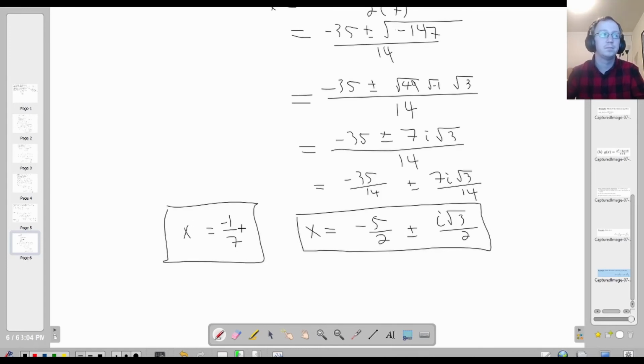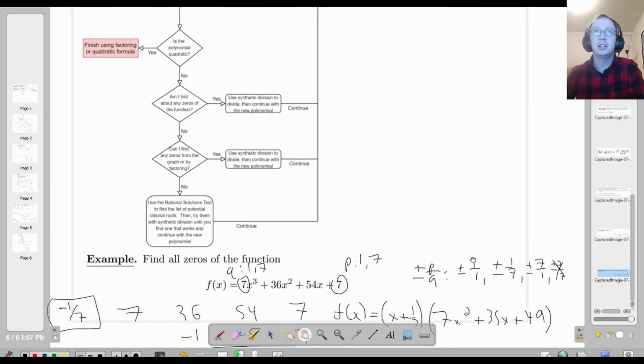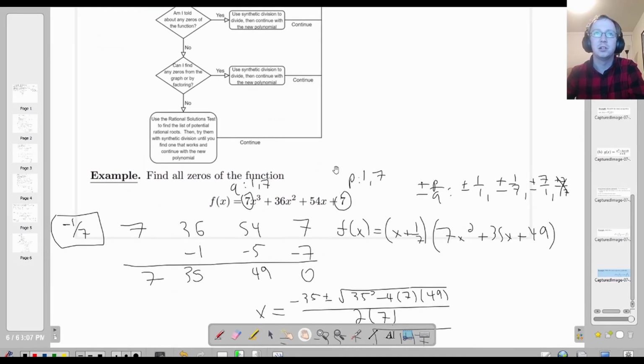Here they are. So let's recap all the things that had to happen in this problem. At the beginning, I tried to see, is this quadratic? Nope. Was I told any zeros? Nope. Could I find any zeros by graphing or factoring? No. The only reason I used the rational solutions test at all is that none of my other tools were available to me. So as a last resort, I used the rational solutions test. That allowed me to find one solution eventually, which was x equals negative 1/7.